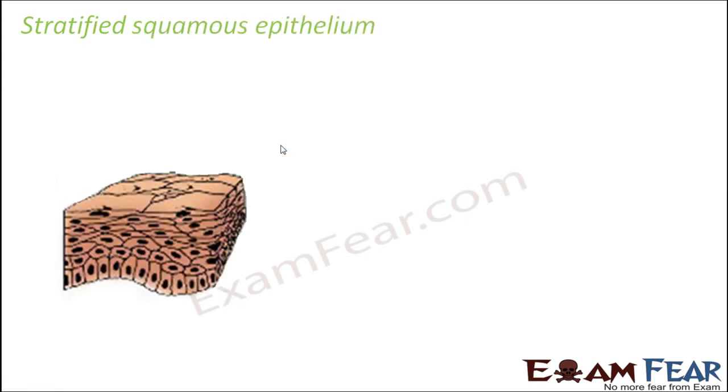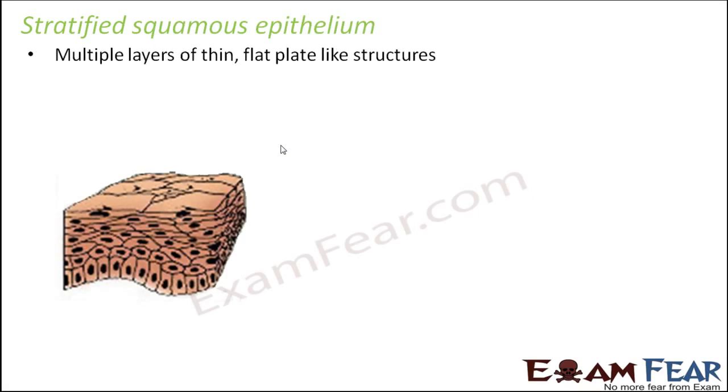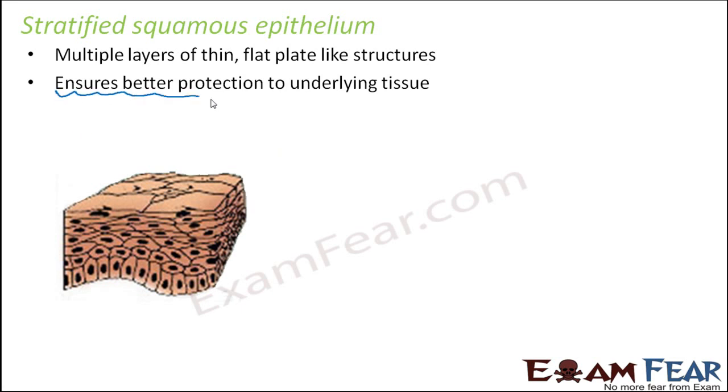Okay, now let us see each of them. Talking about stratified squamous, here we have multiple layers of thin, flat, plate-like structure. Basically it is the same as simple squamous epithelium, just that you have many layers instead of one. So this ensures better protection to the underlying tissue, which was missing in simple squamous epithelium.